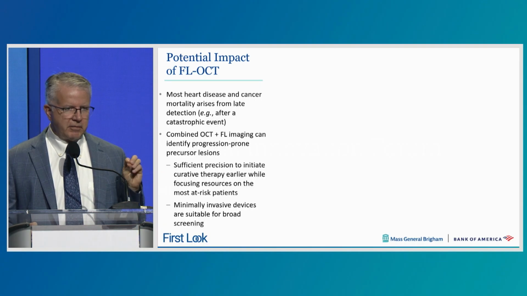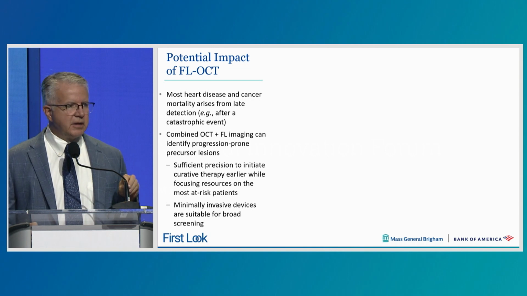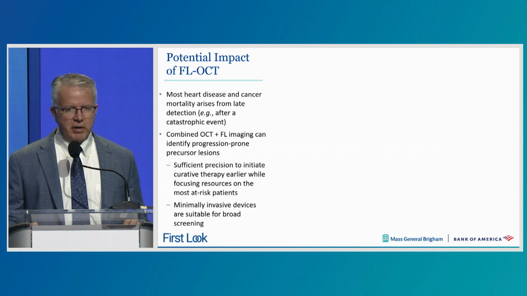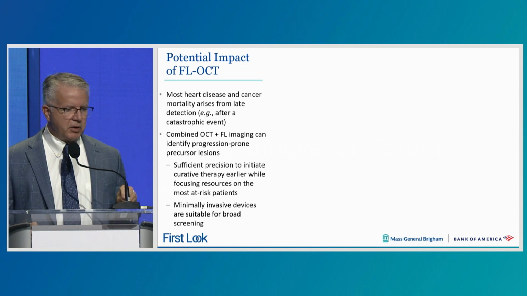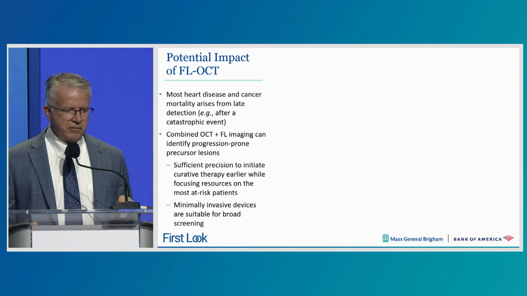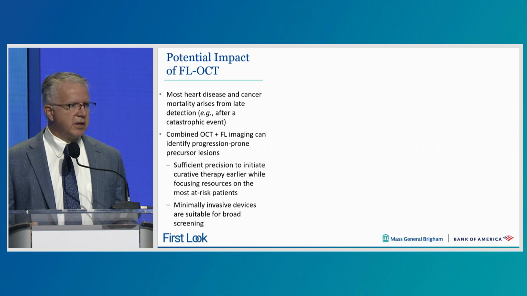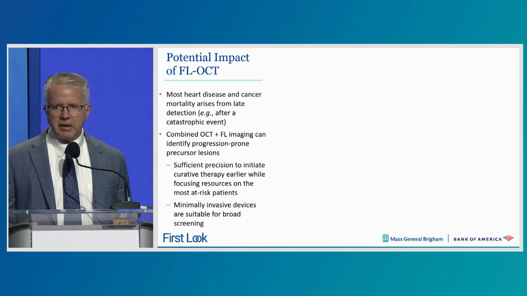So the potential impact of this is high because by combining fluorescence and OCT, we can offer more precise and personalized care. Most heart disease and cancer mortality arises from late detection. There are precursor lesions, but the problem is that very few of these precursor lesions actually cause a fatal event. But combined OCT and fluorescence imaging can identify the most progression-prone precursor lesions with sufficient precision to initiate curative therapy earlier while focusing our resources on the most at-risk patients. And these are minimally invasive devices that are suitable for broad screening.